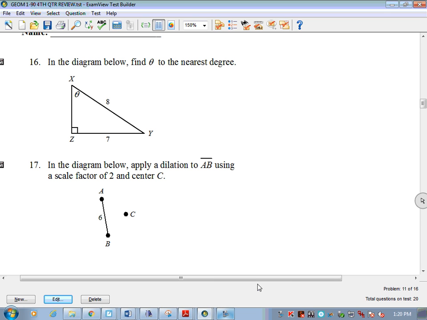In the diagram below, find theta to the nearest degree. Which trig function would we use? Brady, say. We'd be using a squared plus b squared plus c squared. That would find xz, but we are looking for the degree of angle theta.